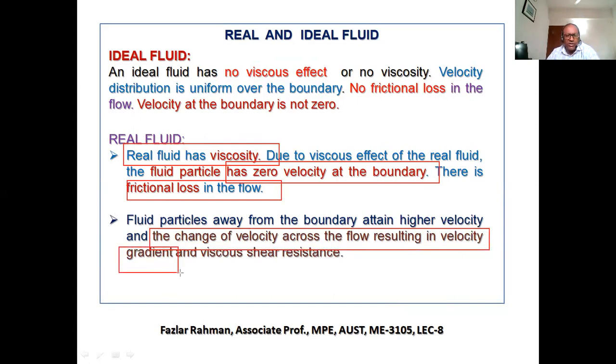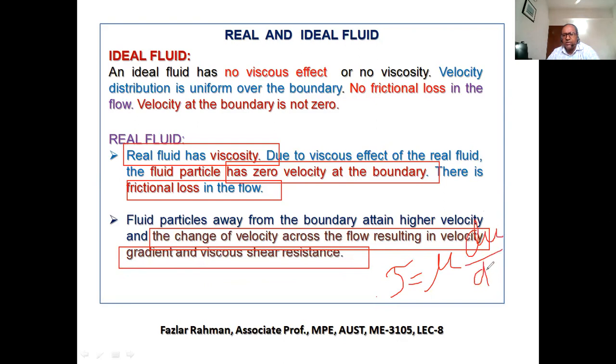That means a change of velocity means velocity gradient, and there will be a viscous shear resistance, or a viscous shear. Why? Because we know Newton's law of viscosity, that tau equals mu du by dy. What is du by dy? That means it is the velocity gradient in the flow.